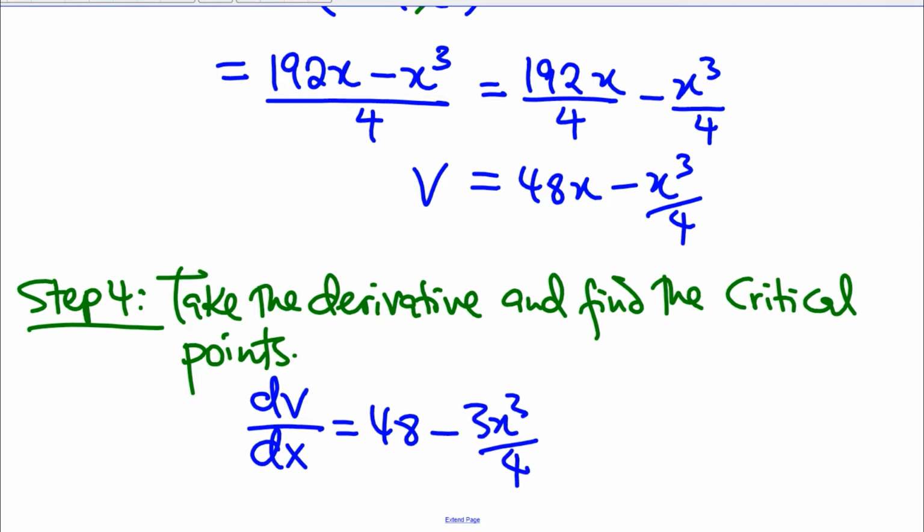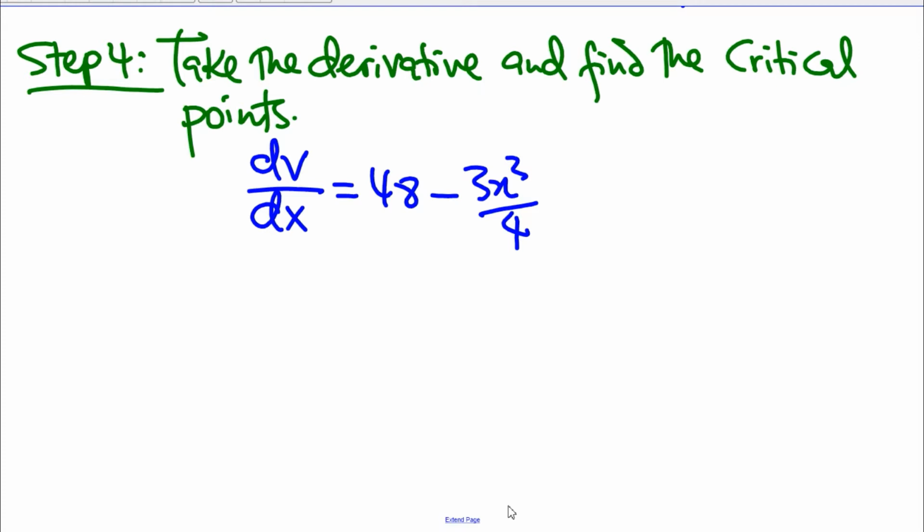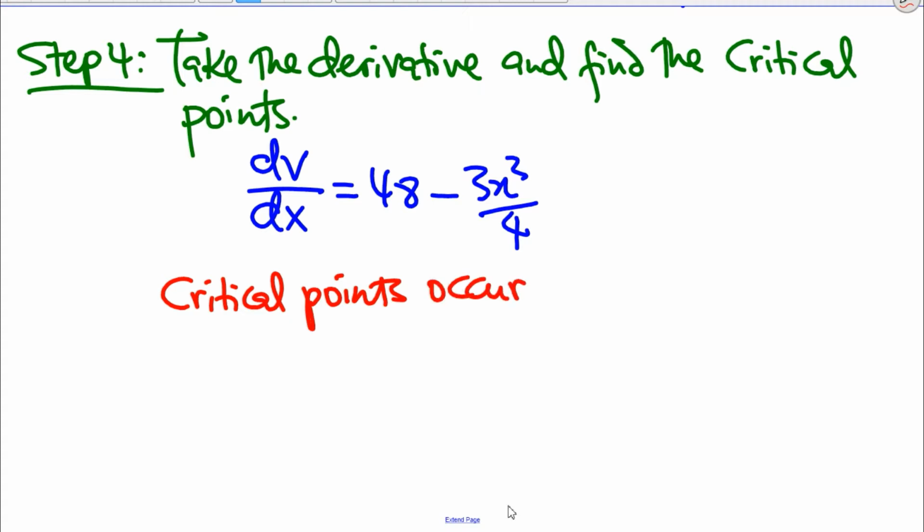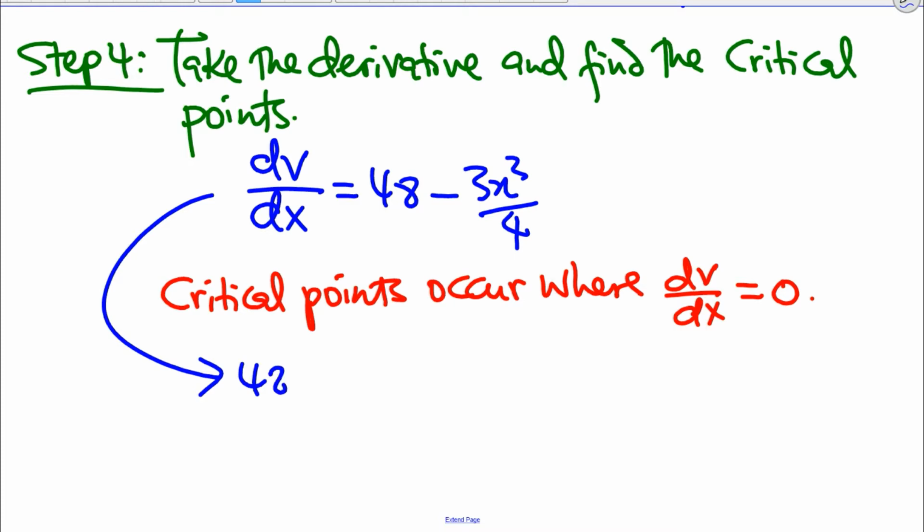Okay, so we have the derivative. We know that critical points occur where the derivative is equal to 0. So we are going to use that idea to find the critical points. We know that critical points occur where dV over dx is equal to 0. So we just need to equate this to 0 and solve for it, which means here we'll have 48 minus 3x squared over 4 is equal to 0.